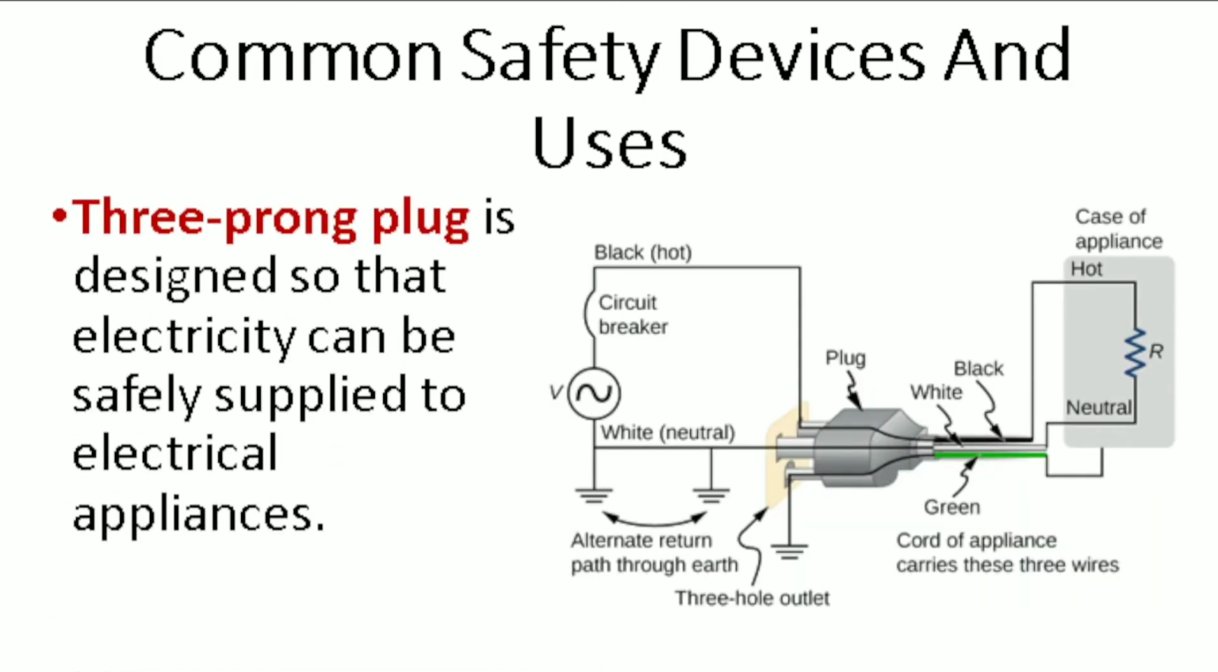Next is the three-prong plug. It is used for earthing and grounding. It is composed of three wires, which are the hot or live wire, second the neutral wire, and the third wire is the earthing or grounding wire. It is designed so that electricity can be safely supplied to electrical appliances. The third prong grounds the electricity to protect anyone who uses the appliance from electric shock in case the metal casing becomes live.